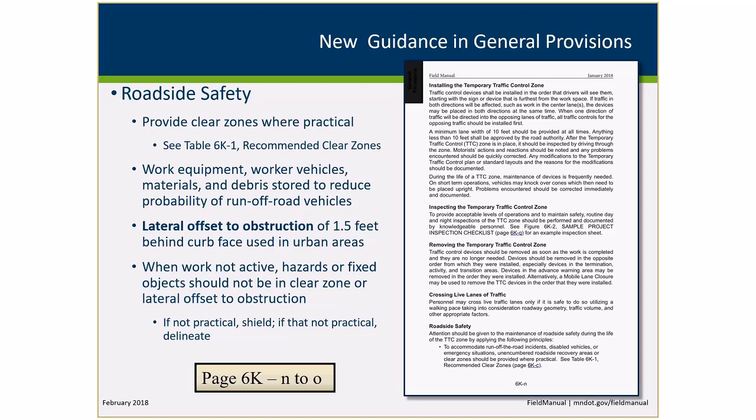And in all cases, whether it's a rural or an urban section, when work is not active, there's guidance in the field manual that states that hazards or fixed objects should not be in the clear zone or within that lateral offset to obstruction, again, depending upon the road environment when work is not active. If it's not practical to move whatever it is that might be in the way, shield it.